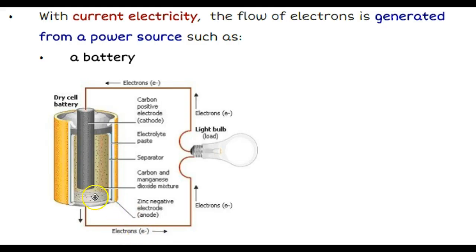If you were to look deeply into a battery, you would see that the battery has different chemicals inside of it, and through those chemical reactions happening between the different materials within the battery, electrons are lost, and that is the source of the electrons in a battery.